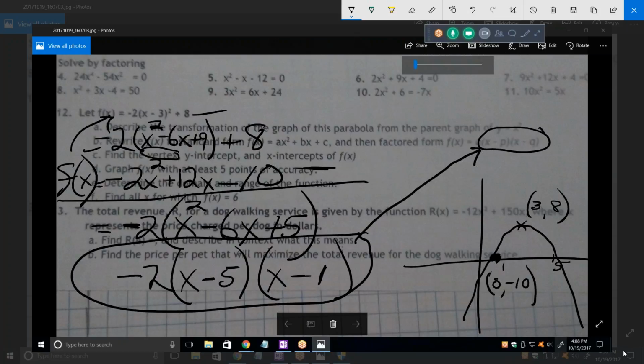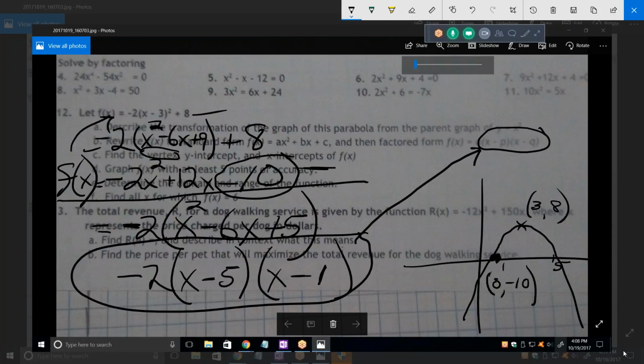In other words, the y-intercept is actually the easiest thing to find. Once you get it in standard format, that is always the y-intercept, whatever the constant is. Because when you plug in 0 for x, you take out all the other terms. By taking them out, I mean you drive them to 0. So you're left with whatever that constant is. Okay, so we answered C. We found the vertex, y-intercept, and x-intercepts.